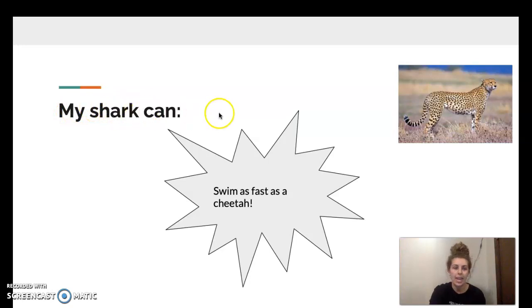My shark can swim as fast as a cheetah. Remember, this is fun. This is creativity. So you can make up anything about your shark, but when you're making that up, it could be a little creative and a little make-believe, but it still should be true about the things that we've learned about sharks in the past 2 lessons.